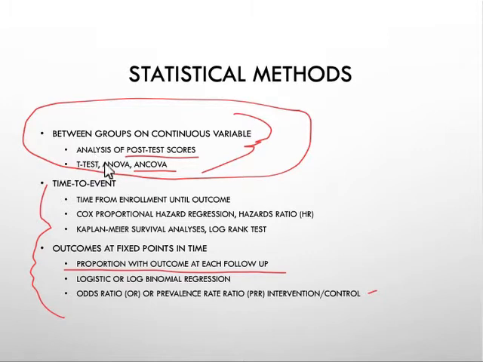So this would be like post-test scores on a reading outcome measure. So again, just to reiterate, between groups on a continuous variable, this is the one that we are generally concerned with.